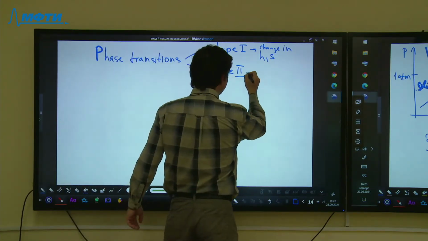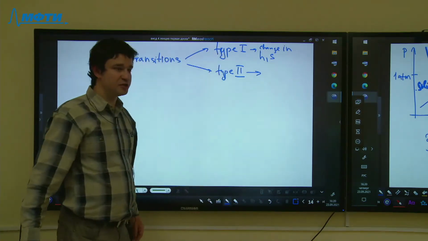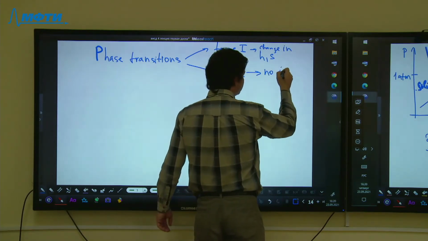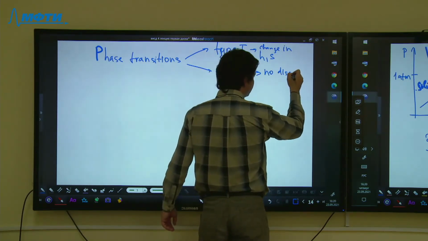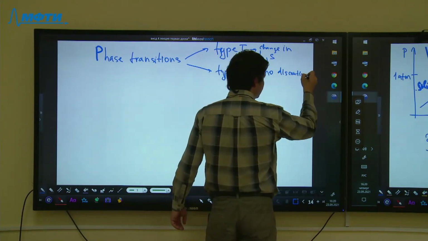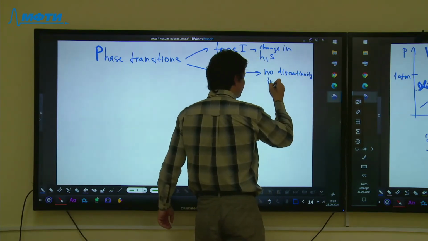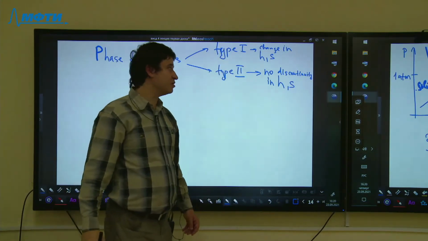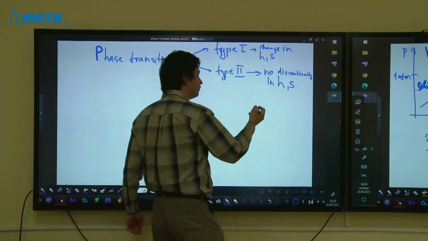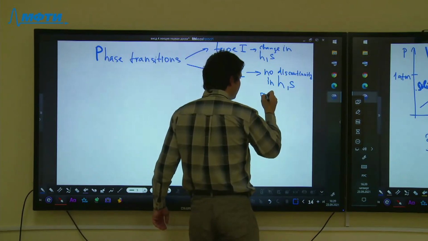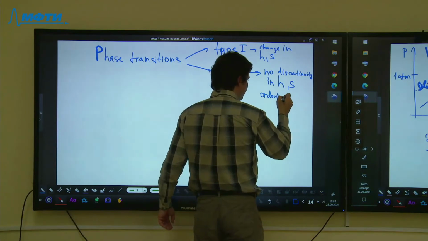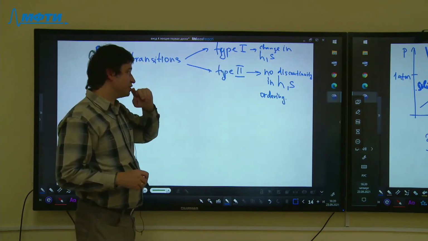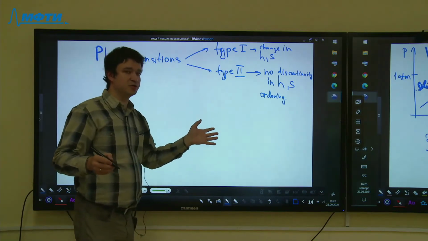But in a type 2 phase transition, there is no abrupt change, no discontinuity in enthalpy or entropy. But what actually happens in a type 2 phase transition is that some kind of ordering happens. Let me give you some examples of type 2 phase transition.